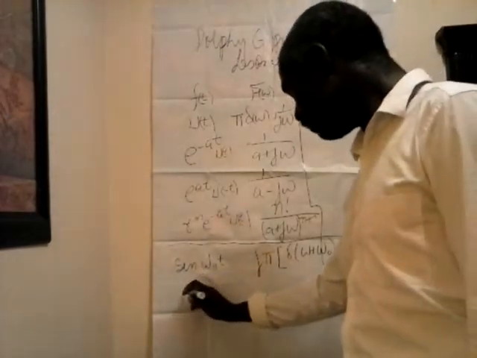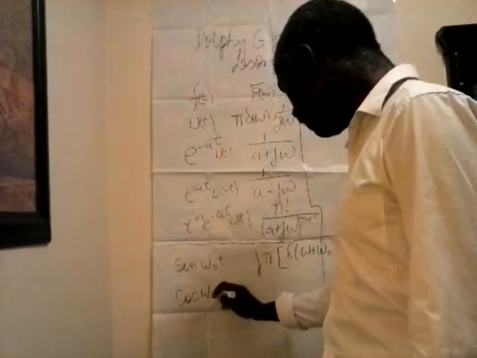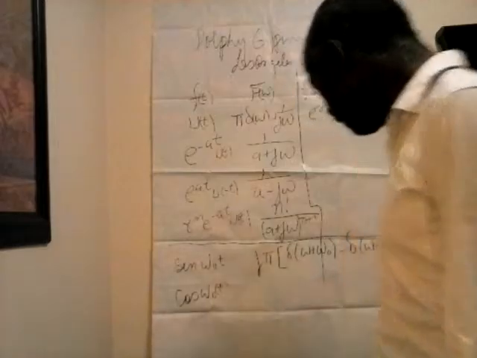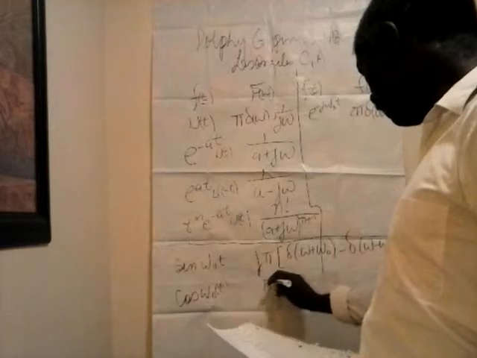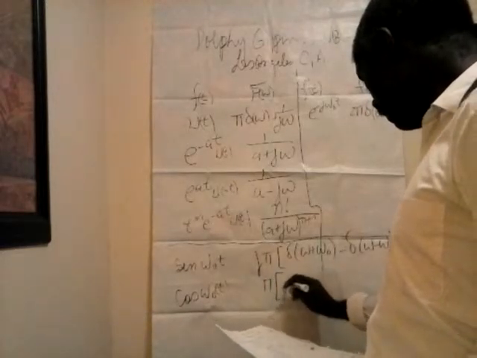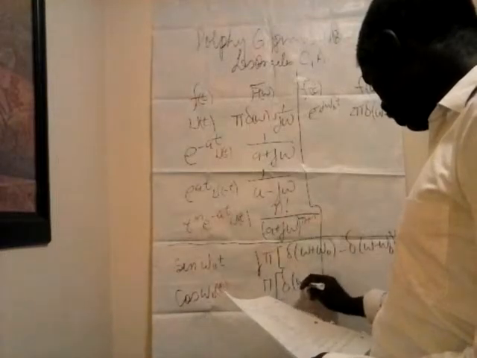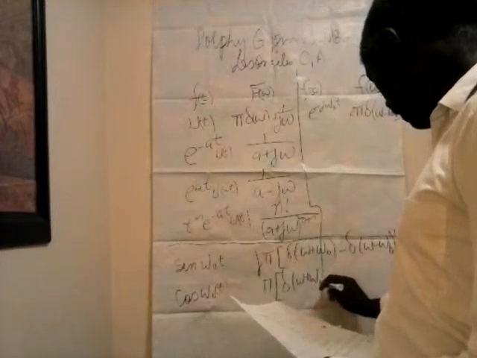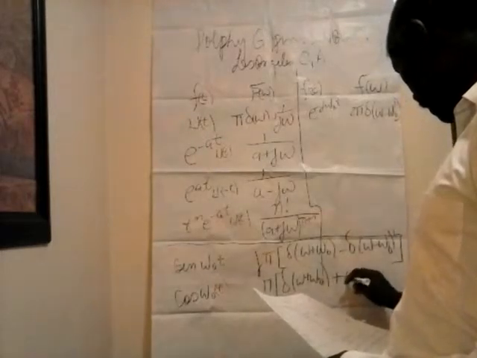And for cosine omega 0 t, we have now pi into delta omega plus omega 0 plus delta omega minus omega 0.